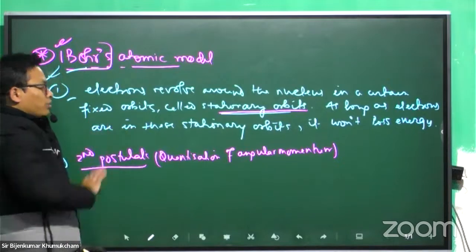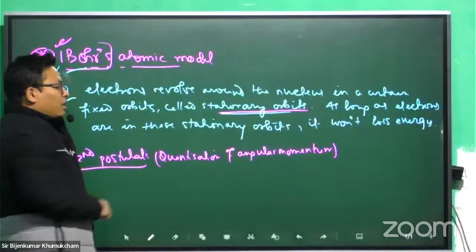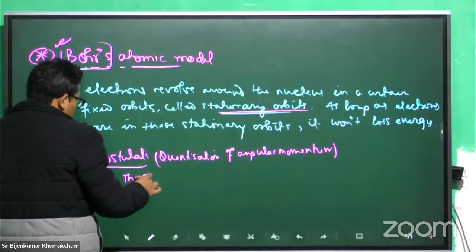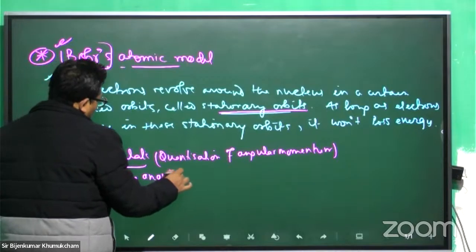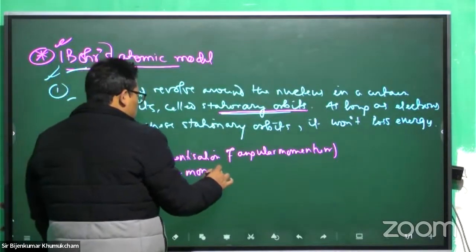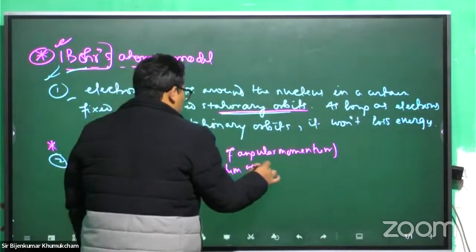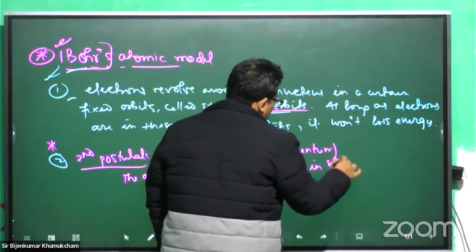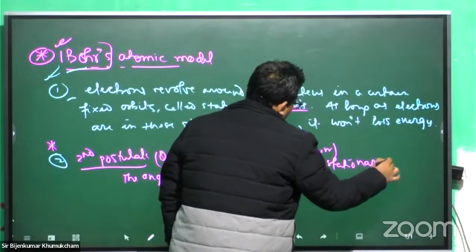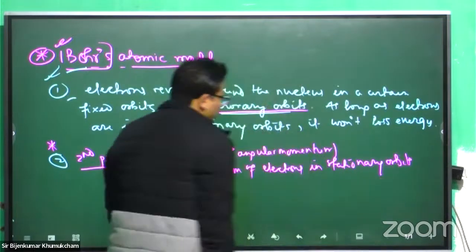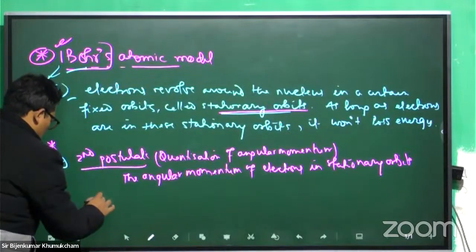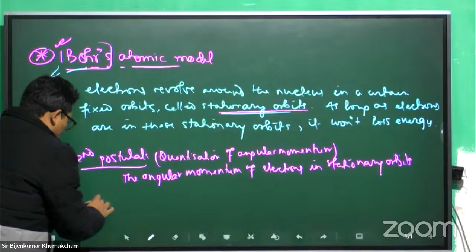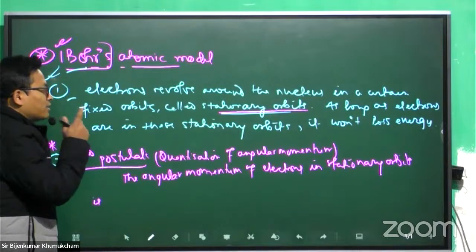Some properties of these orbits. The property is that the angular momentum of the electrons in stationary orbits is quantized. What is quantization?